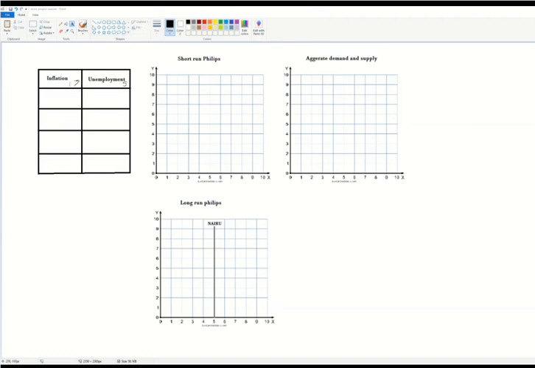What this means is as one goes up, it takes away from the other. So for example, in this economy here, we have the inflation and we have the unemployment rate. The base rate of inflation is 7% and the base rate of unemployment is 5%.